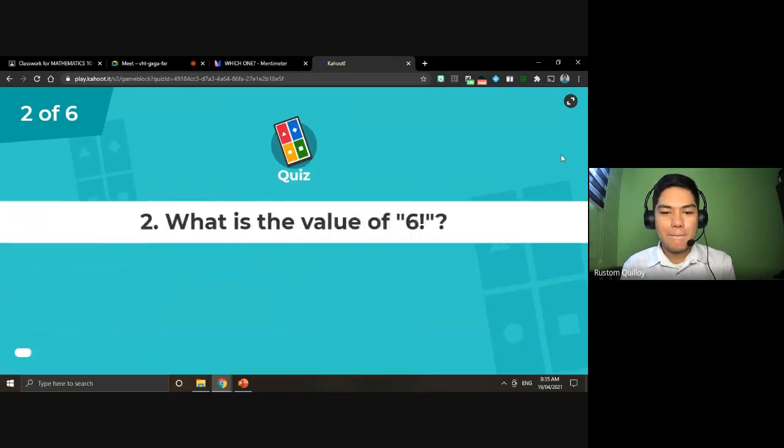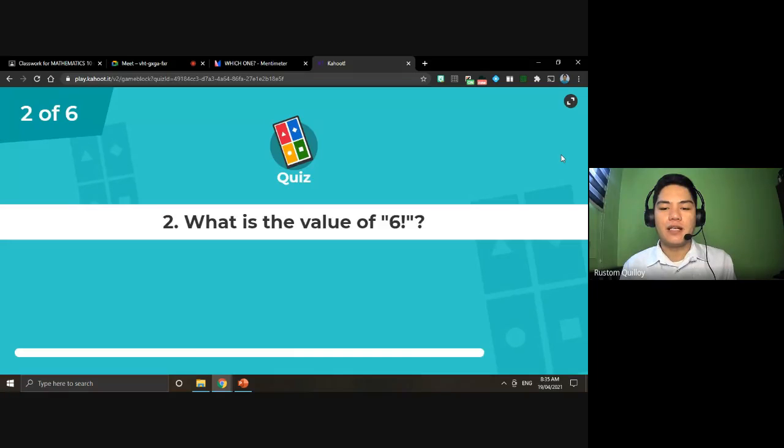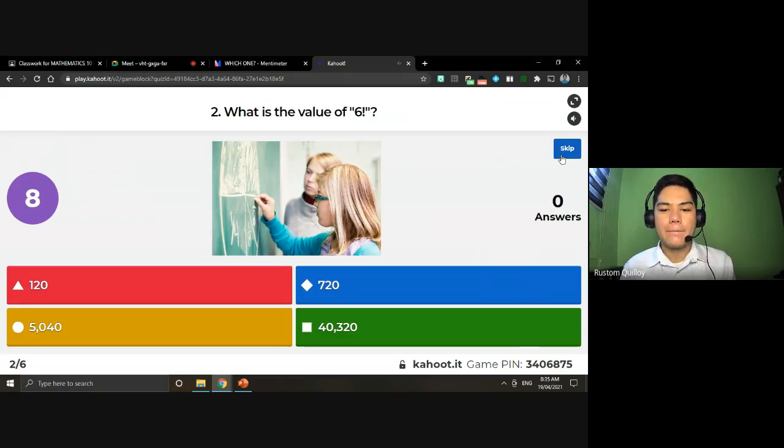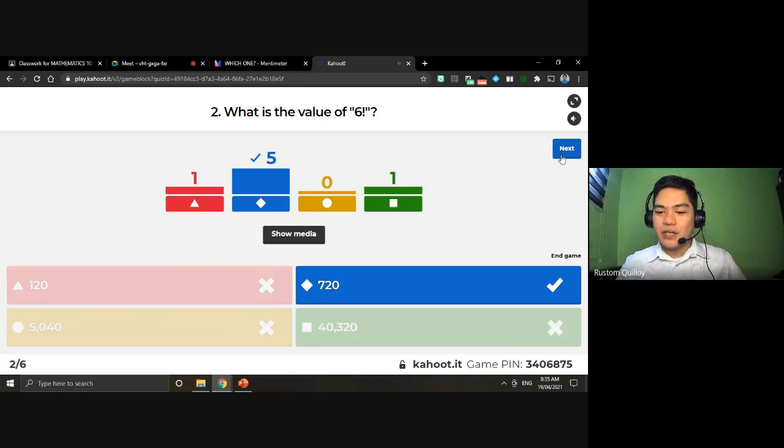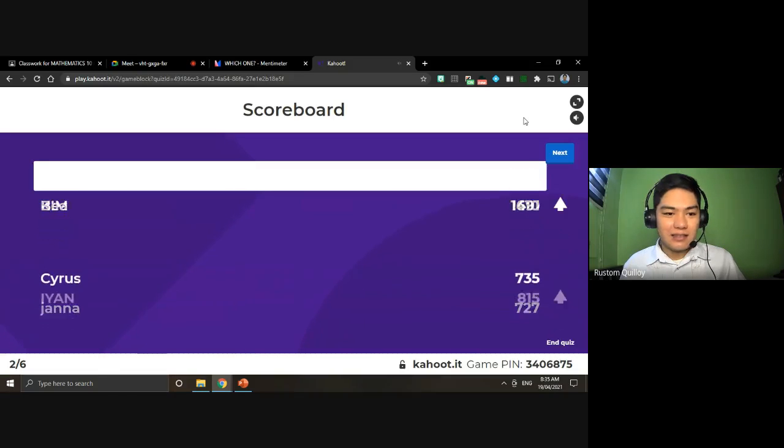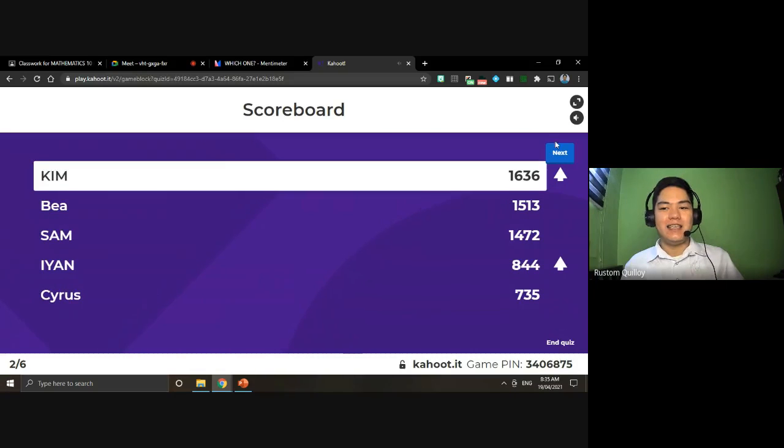Next question. What is the value of 6 factorial? 120, 720, 5,040, 40,320. Sir, ano pong code? Ay, nakakagulat ka naman. Code is 3406875. Okay, correct answer is 720. Okay, so leading natin is si Kim.